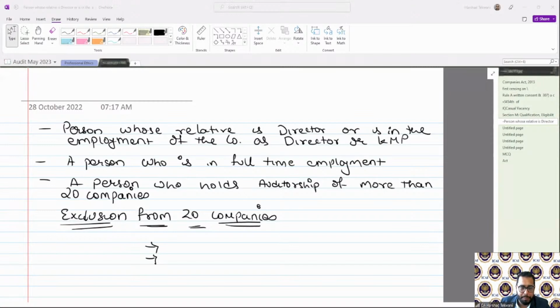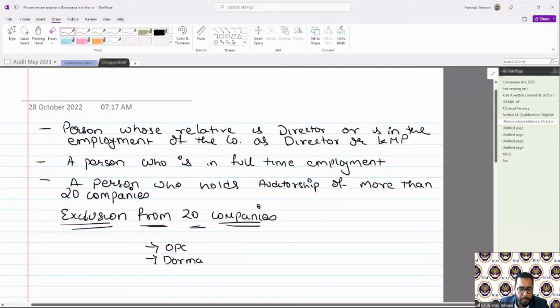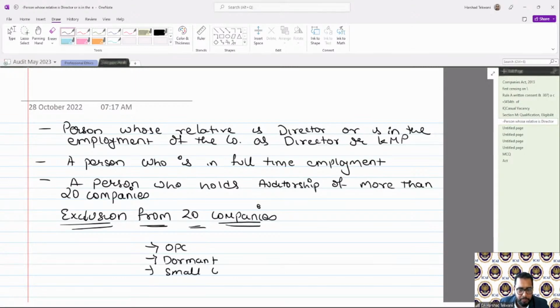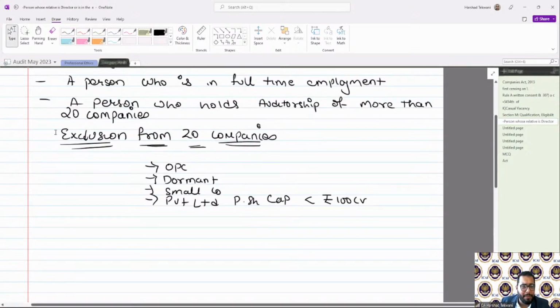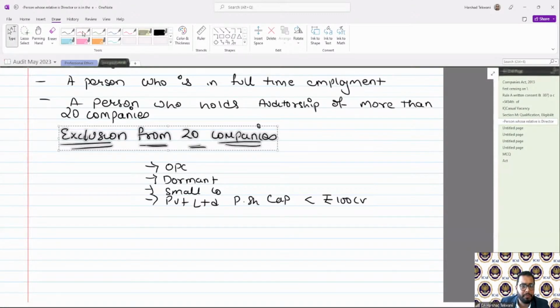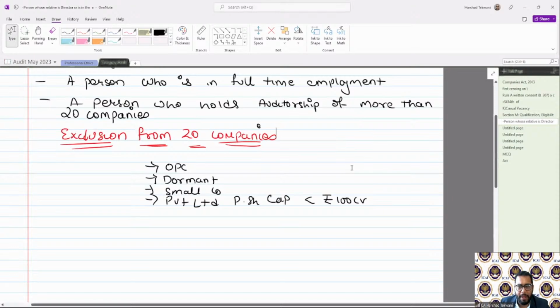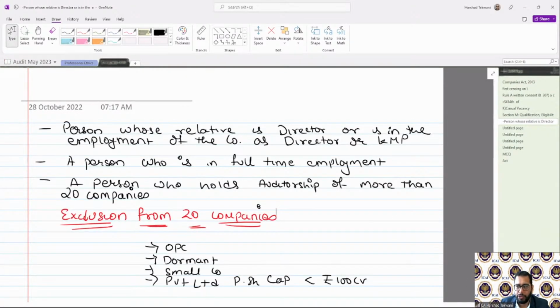These companies are OPC, one-person company, dormant company, small company, and private limited companies having paid up share capital of less than 100 crore. If these are the case, then they will become the exception to the 20 companies. So that is the maximum limit, but again, we need to exclude these. Okay.